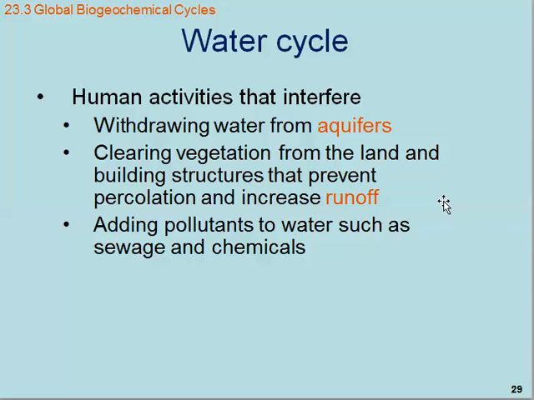We clear vegetation from the land and build structures that prevent percolation, increasing runoff. So runoff is also increased not just by building impervious surfaces like concrete and asphalt, but also from clearing vegetation, because vegetation, the actual roots and stems, help to hold soil in place, and it intercepts and slows down that runoff.